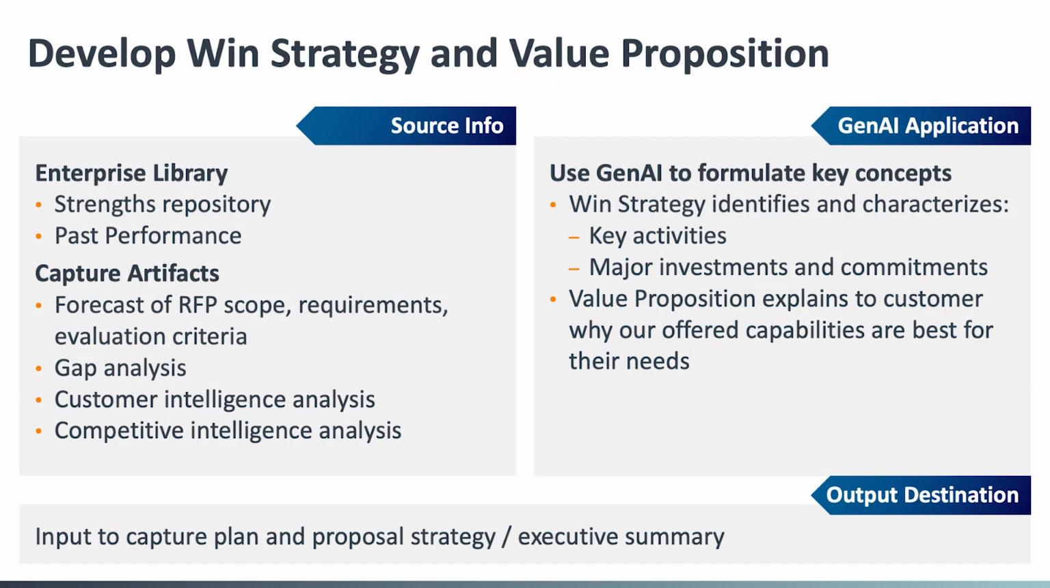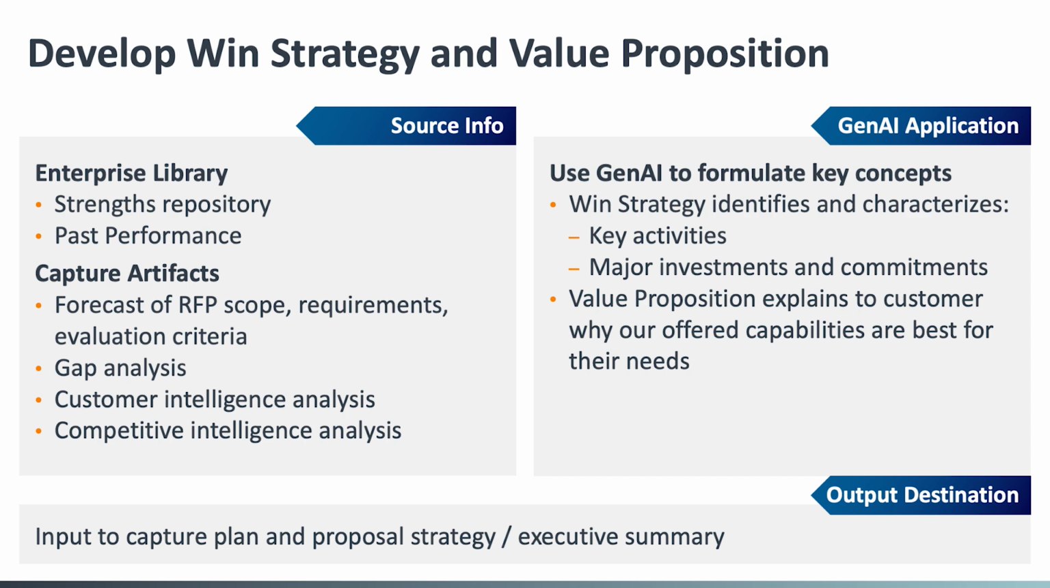So to do this, you're going to build up your enterprise library. You'll have a strengths repository from your earlier solutioning effort, where you've identified those things that you believe you can propose that will score strengths. You also identify your past performance, capture artifacts, again, that same forecast of likely evaluation criteria, requirements, those sorts of things, gap analysis, customer analysis, competitive analysis. And again, you can use GenAI to formulate those key concepts.